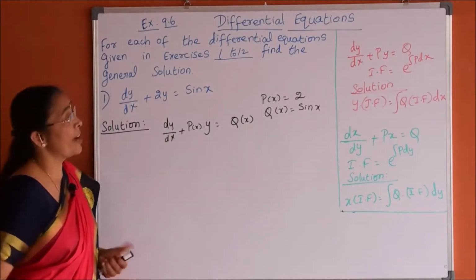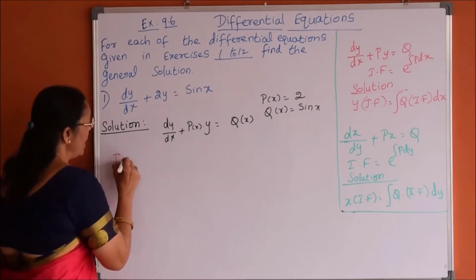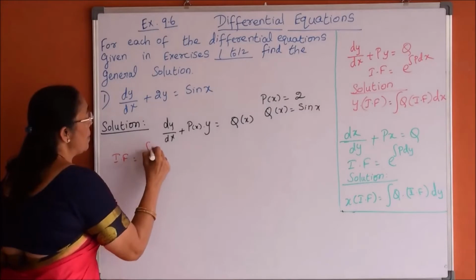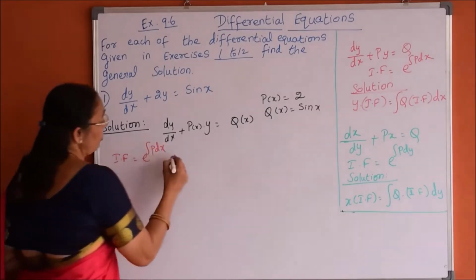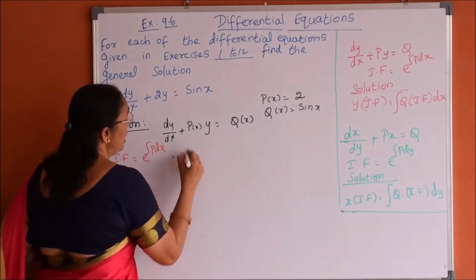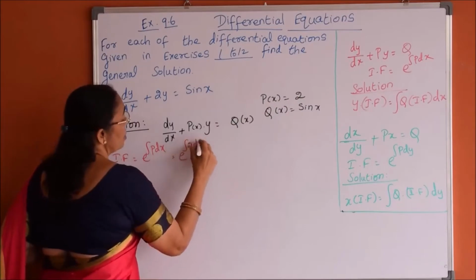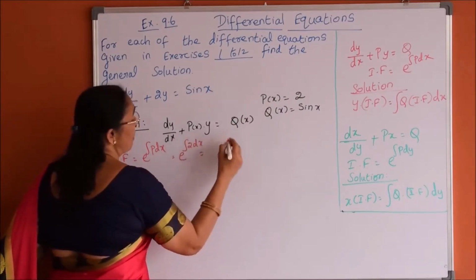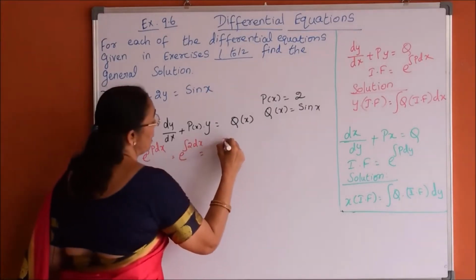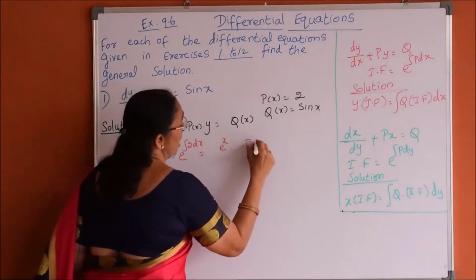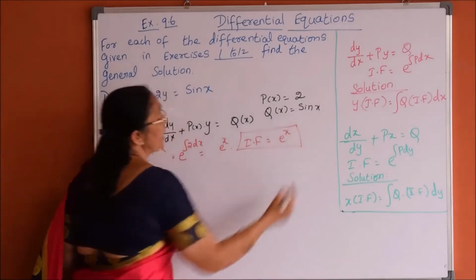So, our integrating factor is nothing but e power integration of p dx. So, which is equal to e to the power of integration of 2 dx. Which is equal to e to the power of 2, a constant function, integration of dx is x, e power x. So, integrating factor is nothing but e to the power of x. So, we found the integrating factor.